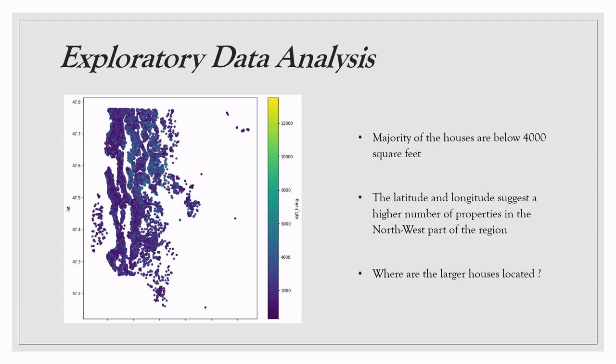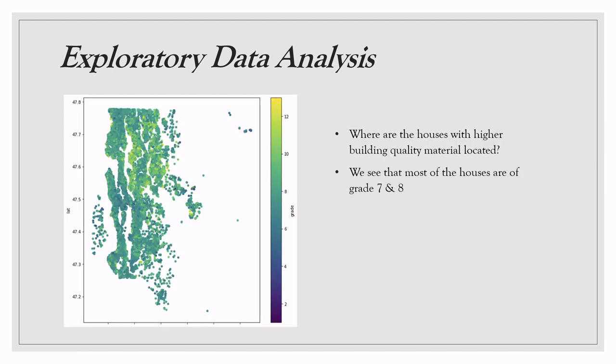Next, this is a scatter plot of latitude, longitude with grade. Here we can locate the houses built with average or higher quality materials. As we see, most of the houses of the grade are between 7 to 9, or we can say 7 to 8. These are represented by color coding of green, a shade of green.